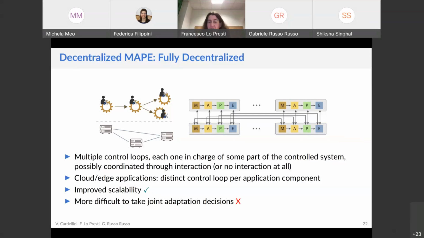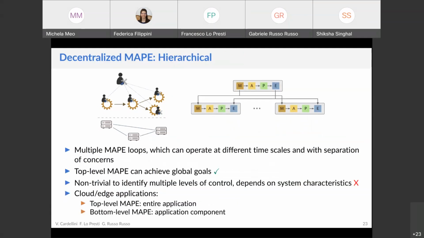And of course, you can realize this fully decentralized pattern in different ways, because you can have a different degree of interaction between the different components of the MAPE loop that are distributed on the different nodes. You can also have the case of no interaction at all between the different decentralized nodes.